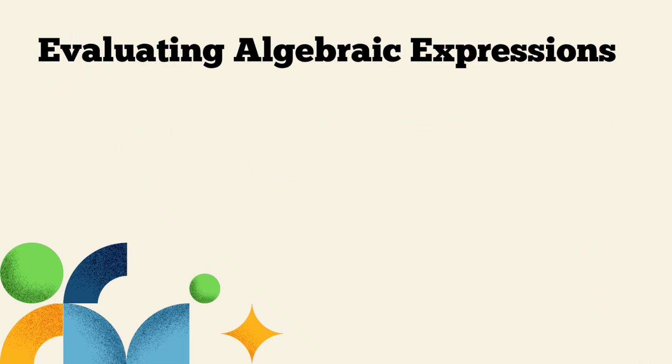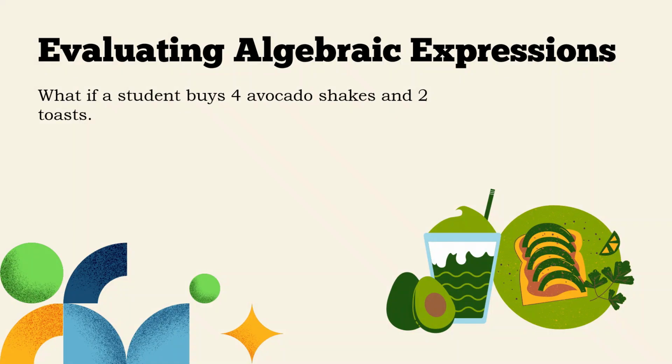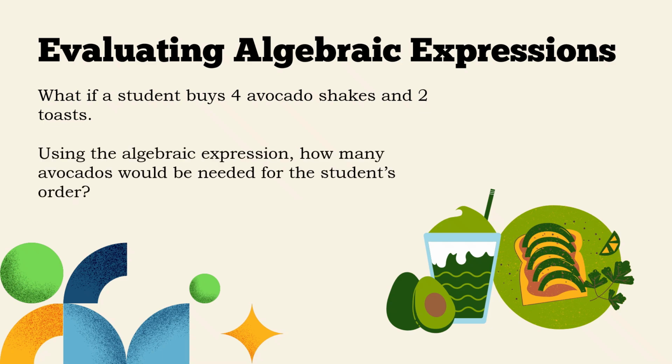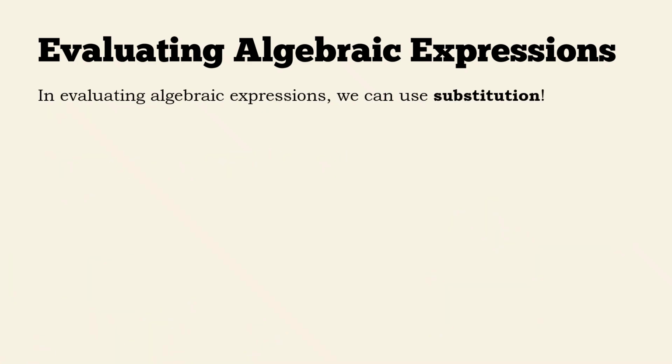Next, we'll move on to evaluating algebraic expressions. Here, you'll learn how to substitute given values for variables and use the order of operations to find the final value of an expression. What if a student buys 4 avocado shakes and 2 toasts? Using the algebraic expression, how many avocados would be needed for the student's order? In evaluating algebraic expressions, we can use substitution.